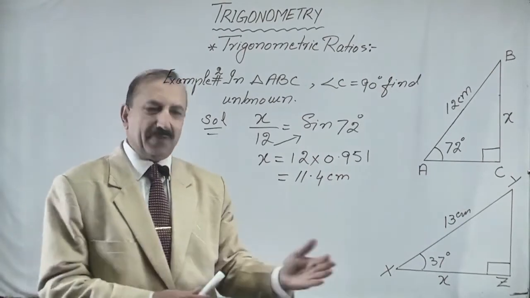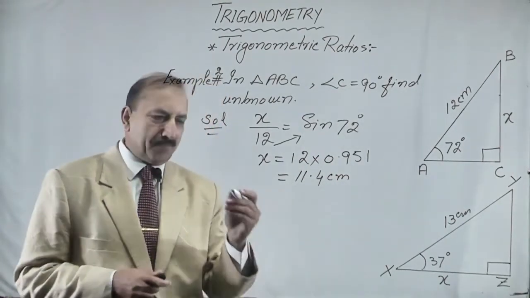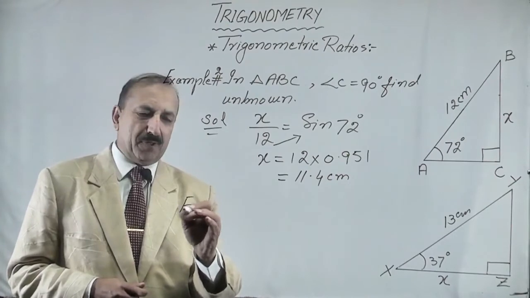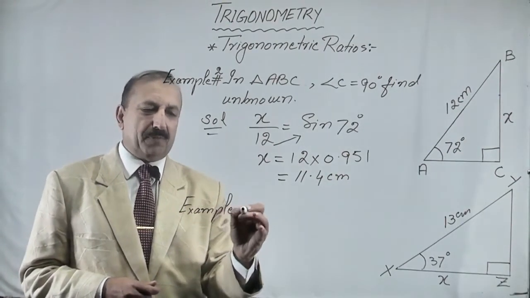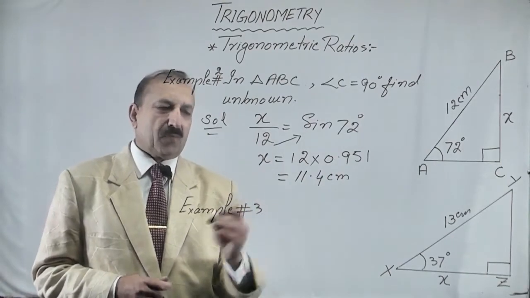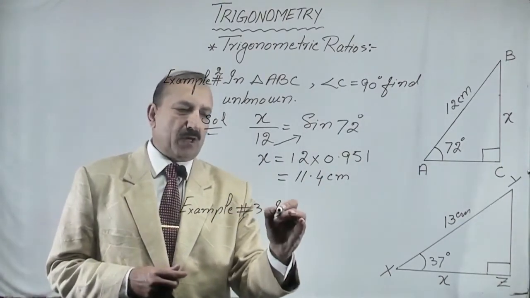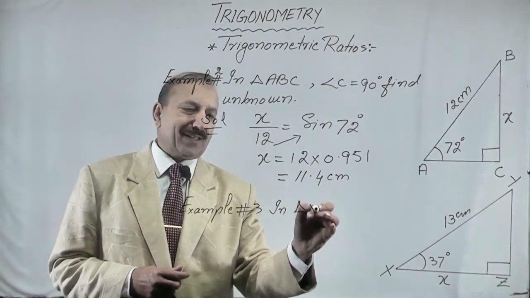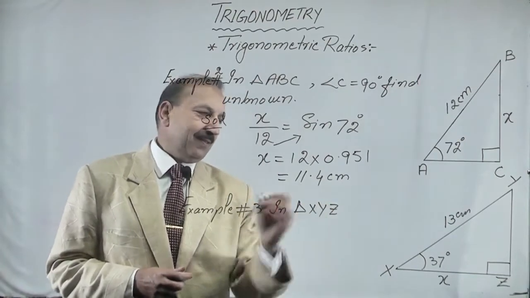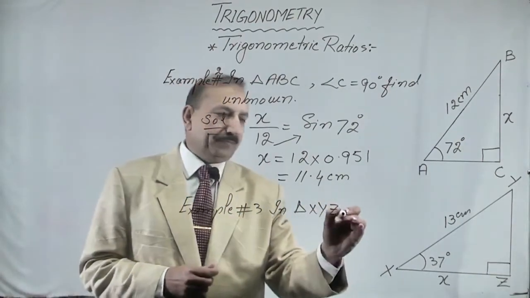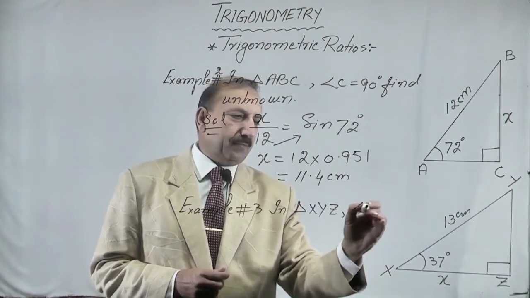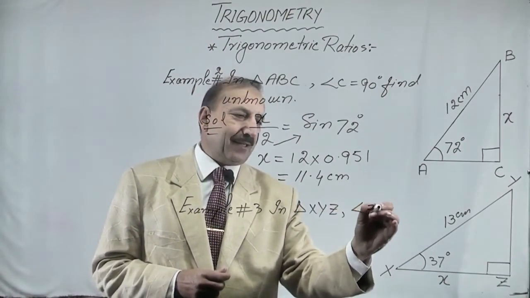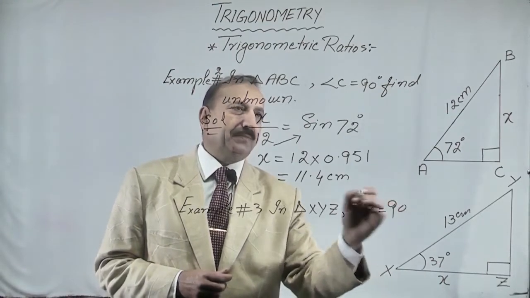Now, look at another example. This is example number 3, where we have a given triangle. In triangle XYZ, we have a right angle. Angle Z is equal to 90 degrees.